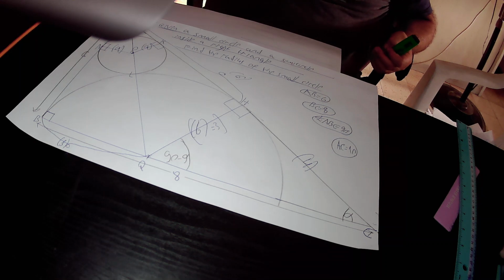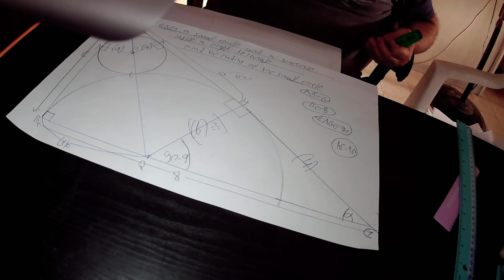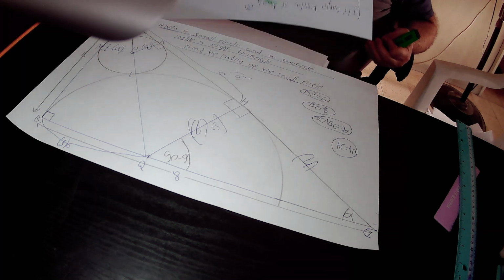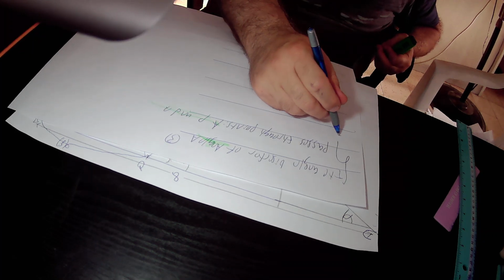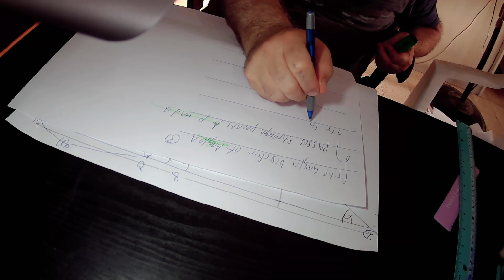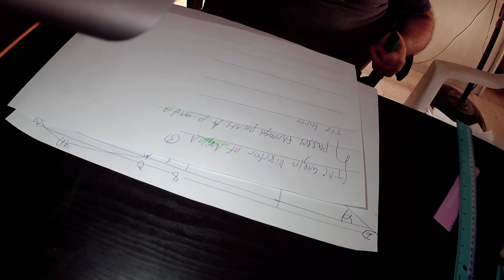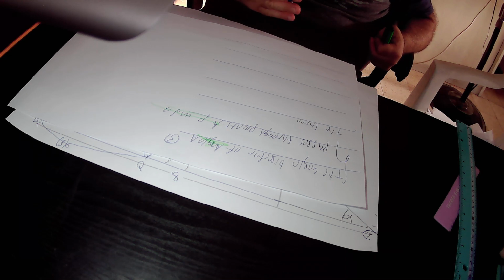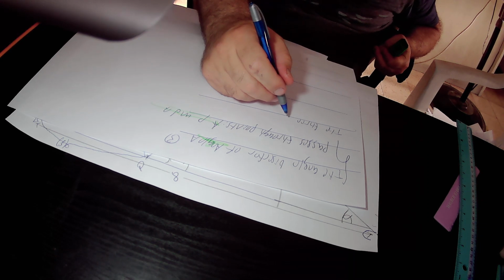But the angle bisector of any angle is a straight line, and therefore the angle bisector of angle A is also a straight line. So we can write down that the 3 points A, P, and Q, they all pass through a straight line. The 3 points pass through the angle bisector of A. The angle bisector of A is a straight line, therefore all the 3 points are passing through a straight line.